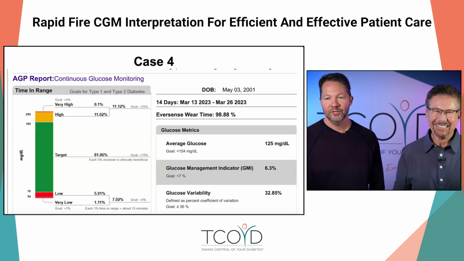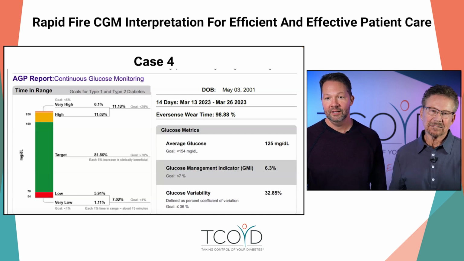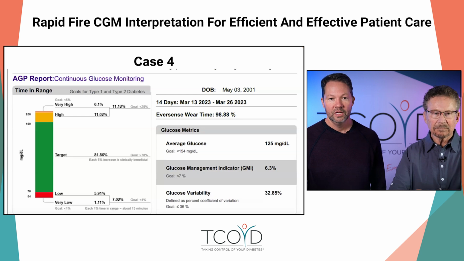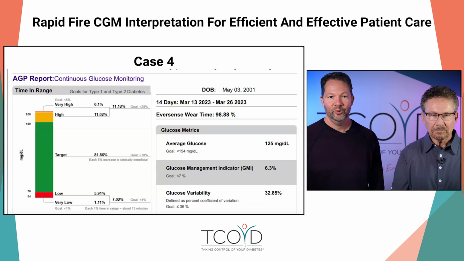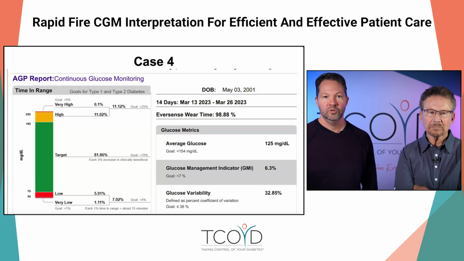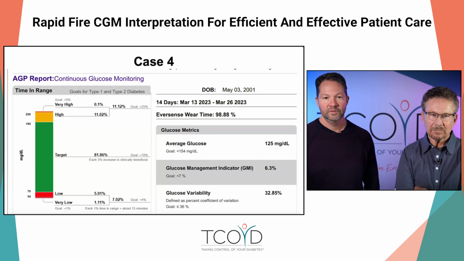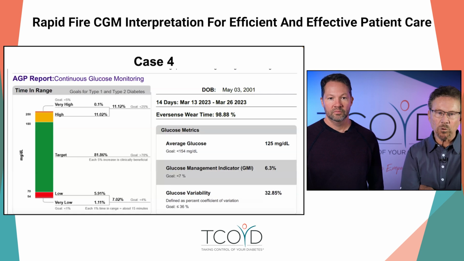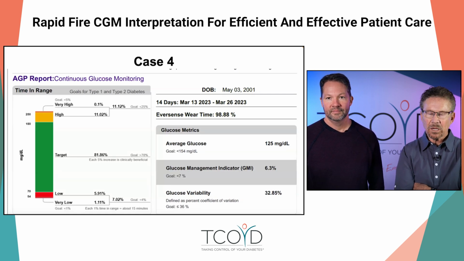So you can see the average blood sugar is 125, fantastic. The A1C would be 6.3. Glucose variability is actually very low. Time in range is 81.86%. So excellent time in range. But again, a little bit too many hypos, a total of 7%. So that's basically 1 hour and 45 minutes a day. Okay.